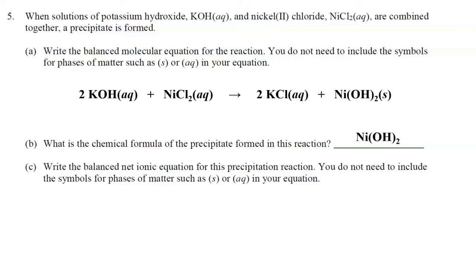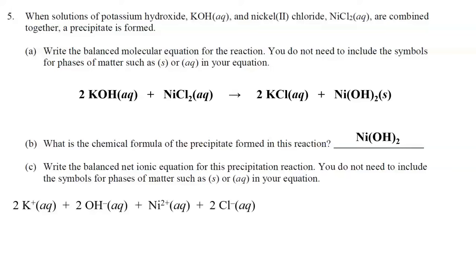And then let's split up the reactants, and let's split up the potassium chloride in the products. We're not going to split up the nickel hydroxide, the precipitate. So here's our complete ionic equation. 2 KOH, that means 2 potassium ions and 2 hydroxide ions.